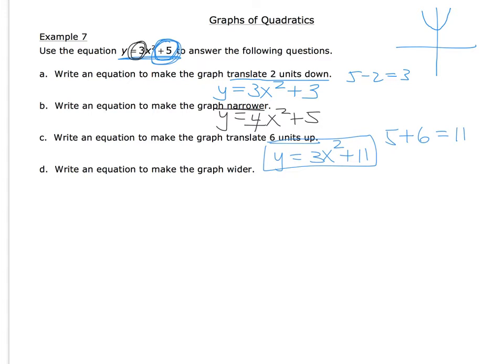And then last but not least, if we want to make the graph wider, right now, if we make it more narrow or wider, we're messing with the number in the front. And so we need to make it smaller, right? If it gets narrow when the number gets bigger, then it makes sense that to make it wider, we're going to make it smaller. So we're going to do 3x squared is where we started, right? So we need a number smaller than 3. So how about 2? Or 1, or a fraction, right? All those things would work. There are a variety of answers you could choose.